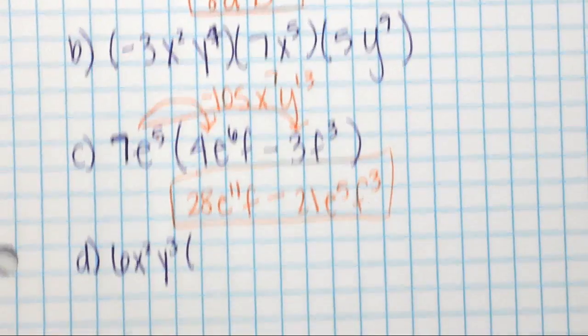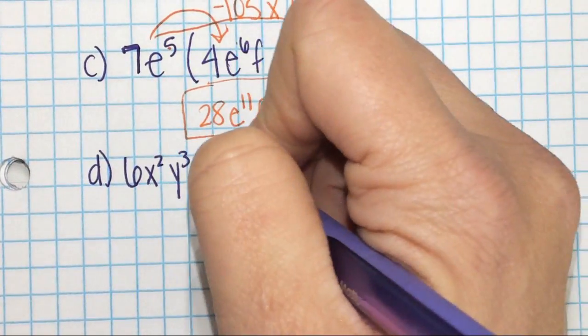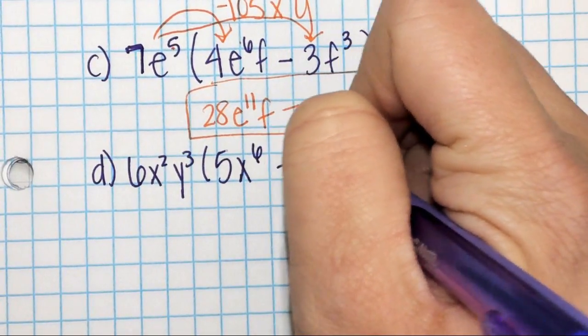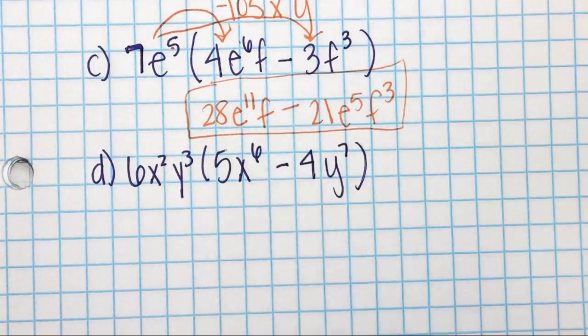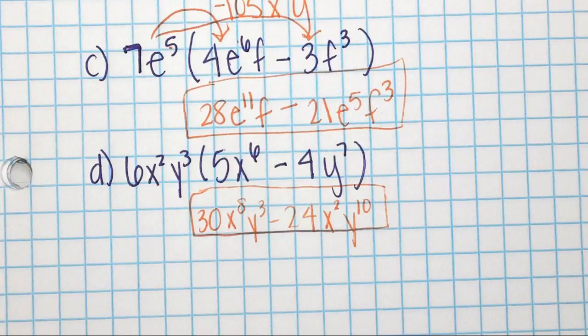Alright, so you have 6x squared y cubed times 5x to the 6th minus 4y to the 7th. Okay, this is what I got: 30x to the 8th y cubed minus 24x squared y to the 10th. How many of us got it right? 2 people at the table got it right.